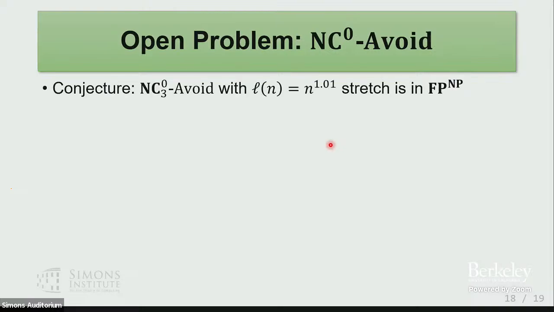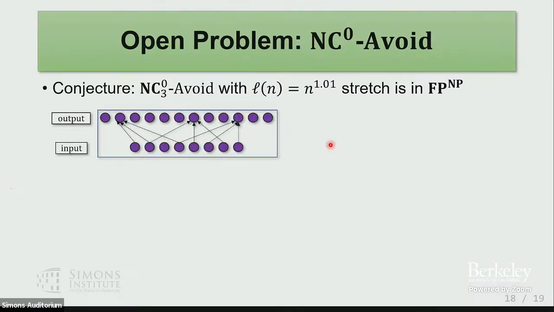Oh, thanks. So let me promote an open question that I really want to see solved. The problem is to solve NC0^3 range avoidance in FP to NP, with maybe a small polynomial stretch. What is NC0^3? It is the class of multi-output circuits where each output bit depends on only 3 input bits. So it's very local, but it's non-uniform NC0^3, so the wires might be arbitrary.